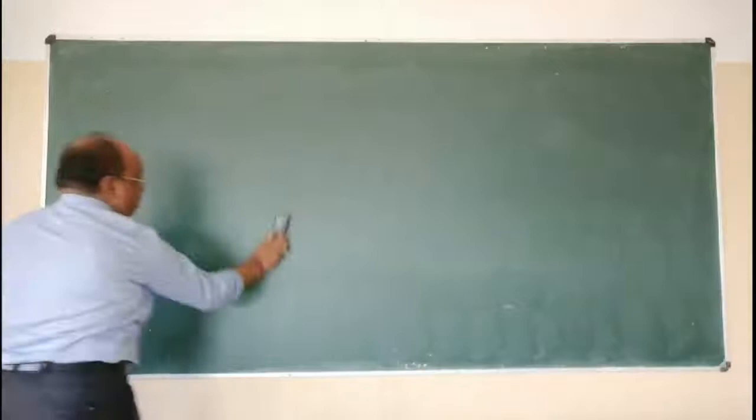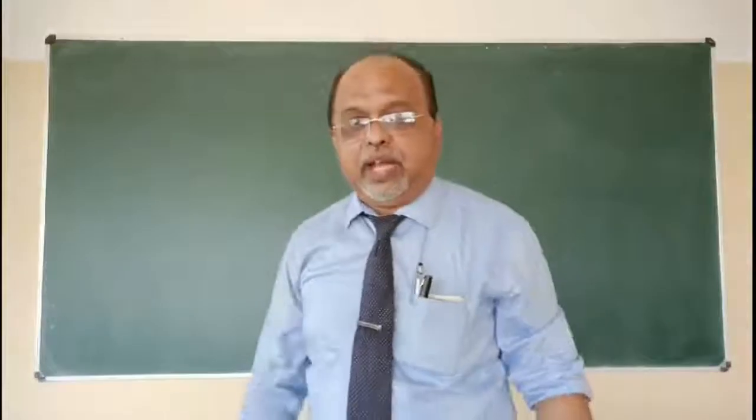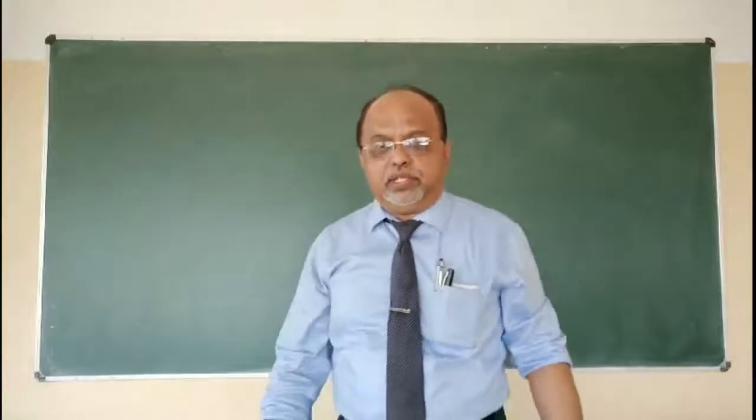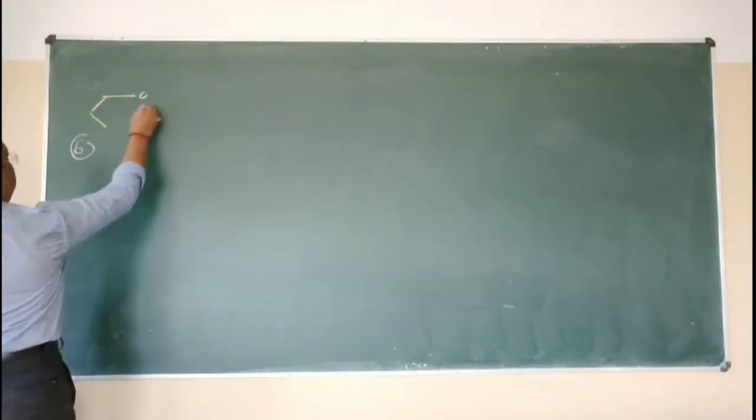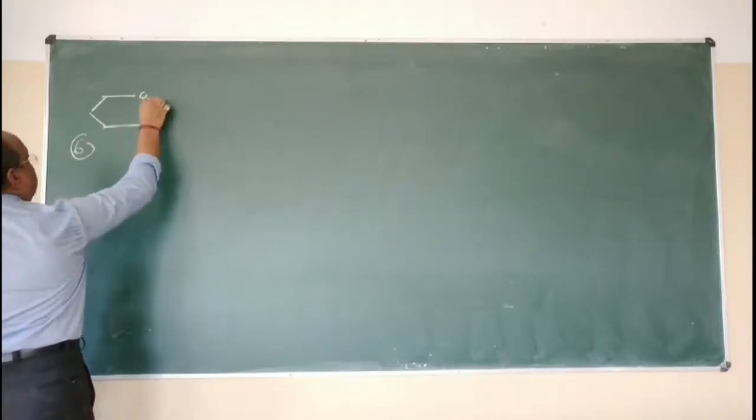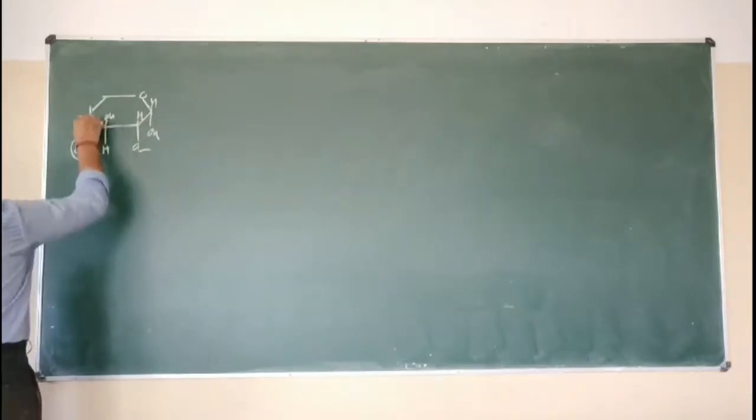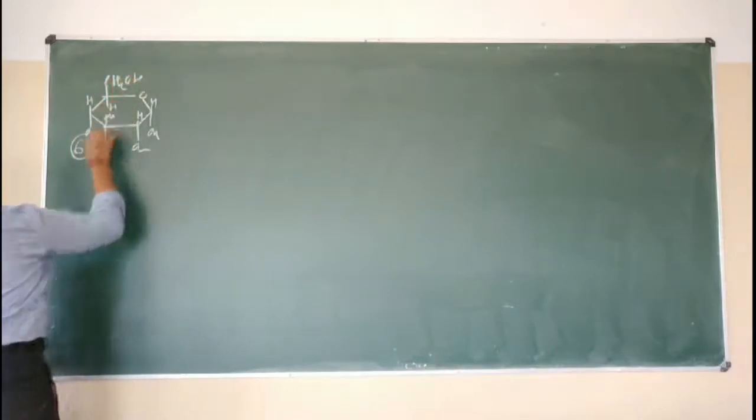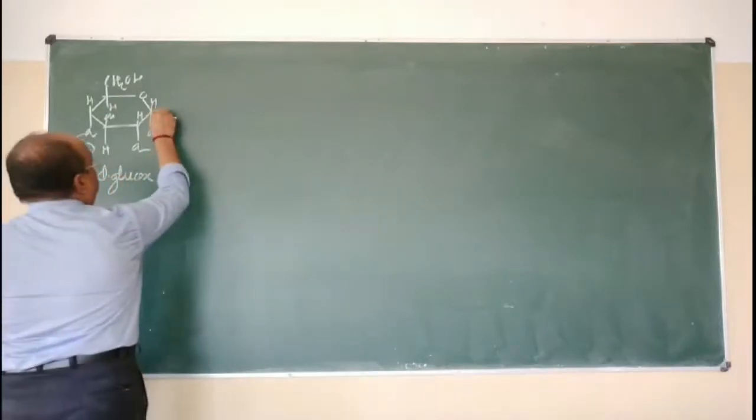Like other pathways, to understand how many carbon atoms are evolved in the form of carbon dioxide, we must consider 6 molecules of glucose. So, 6 molecules of glucose. H, OH, H, OH, OH, H, H, OH. Here it is CH2OH, H. Now this is alpha-D-glucose.